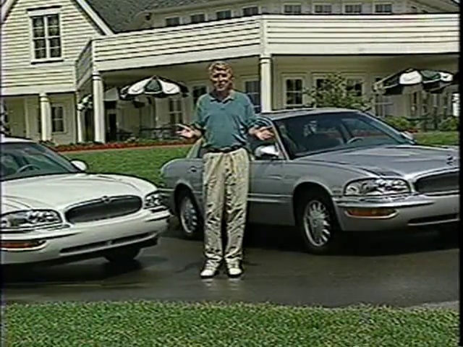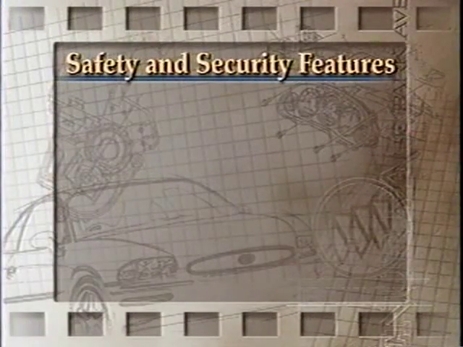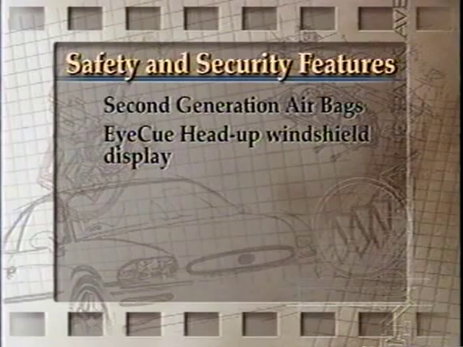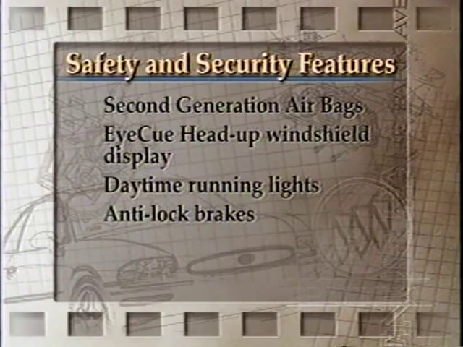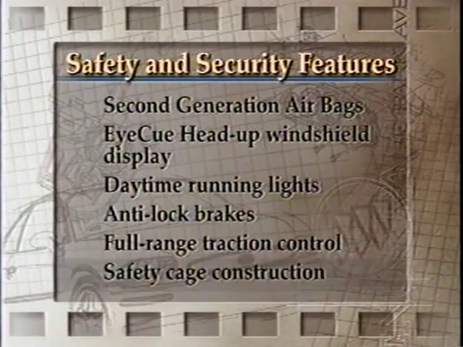Of course, no customer presentation is complete without a review of Park Avenue's safety and security features. These include second-generation airbags that deploy with less force, the optional IQ head-up windshield display, daytime running lights, anti-lock brakes, and full-range traction control. But an important part of the Park Avenue safety is invisible to customers. That's its safety cage construction.